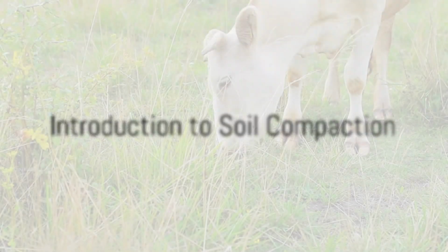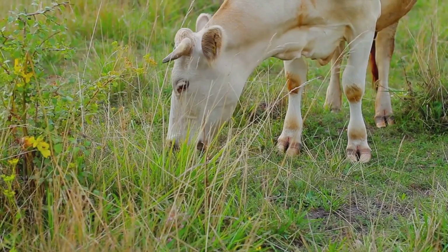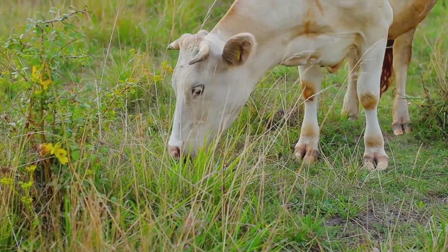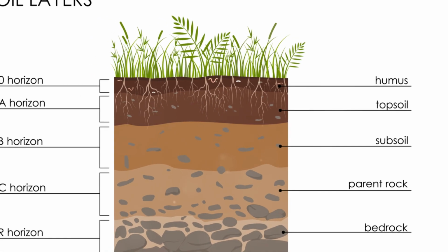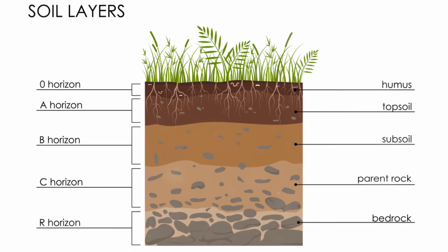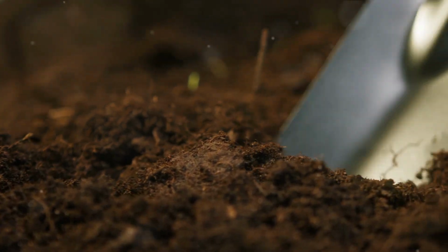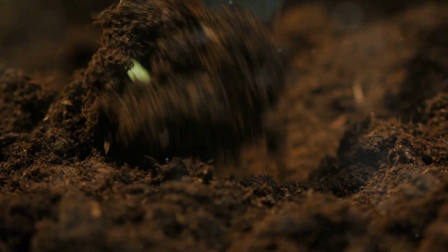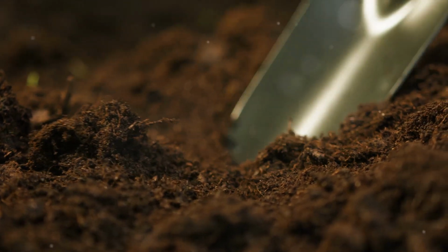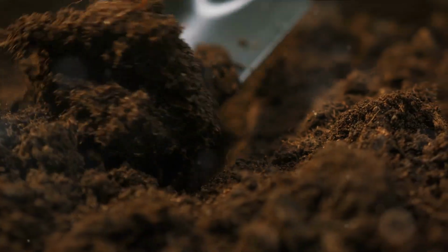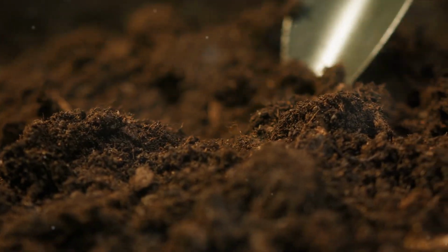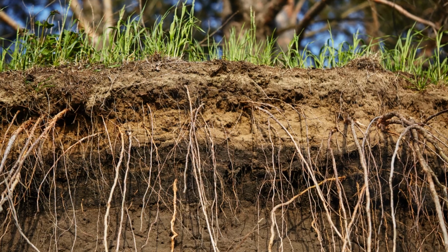Have you ever wondered why sometimes grass doesn't grow as green and lush as it should? One of the reasons might be soil compaction. Soil compaction, in the simplest of terms, is the process where soil particles are pressed together, reducing the pore spaces between them. This happens when pressure is applied to the soil surface, often due to heavy machinery or livestock.